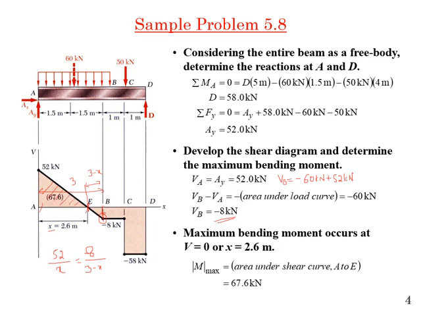It will be the area under this shear force curve. So this is a right angle triangle. So the area is simply 1 by 2, 52 kilonewton multiplied by 2.6. So this will give us the value of 67.6 kilonewton meter. So this is the maximum bending moment acting on the beam.